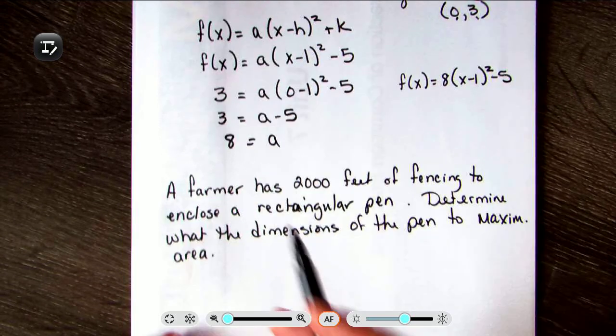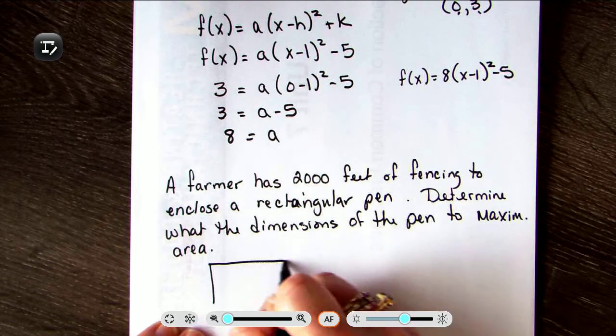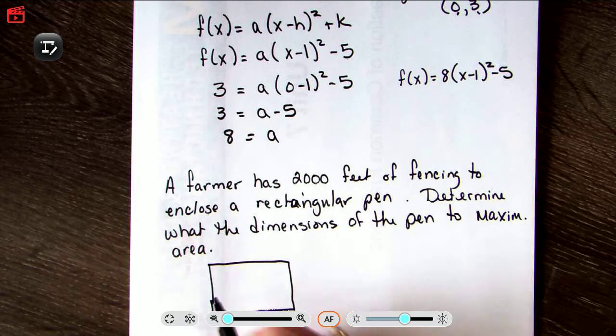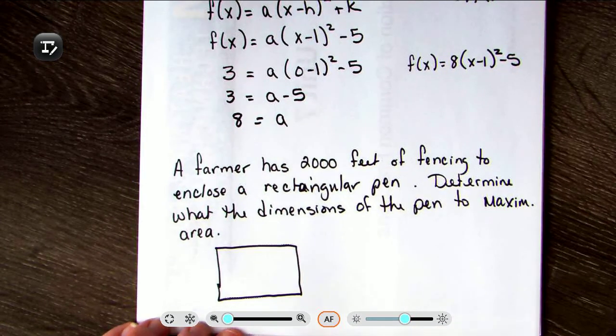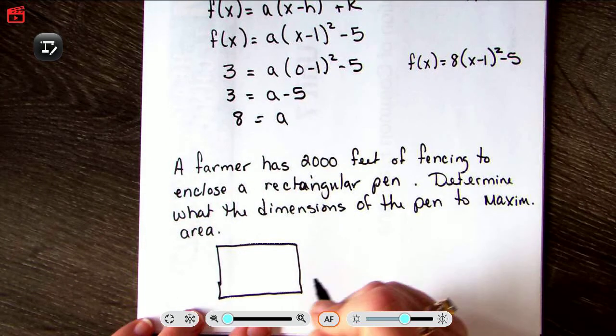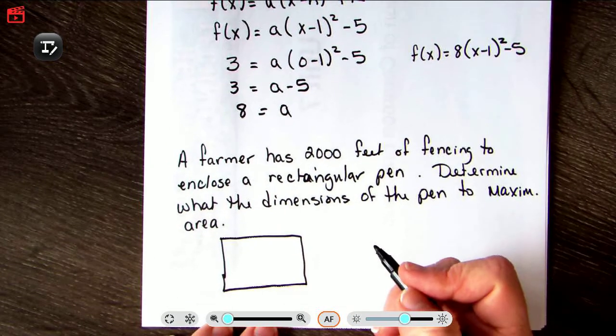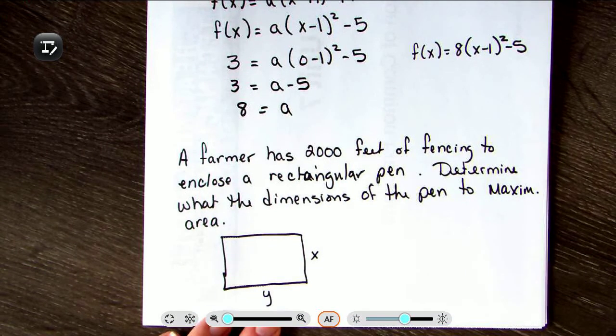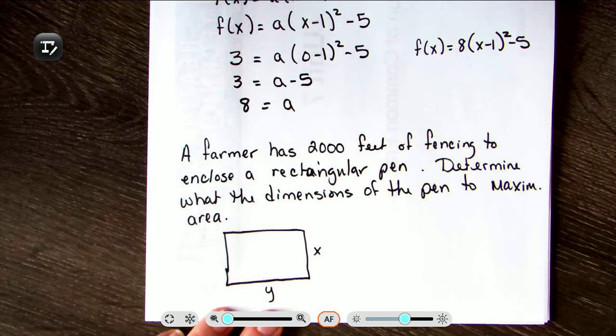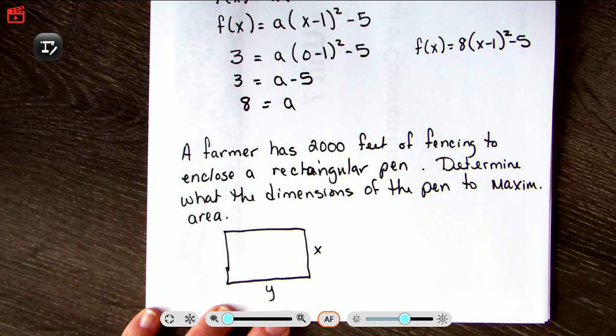So I'm going to draw a rectangle. There's my rectangle. And I'm going to label my dimensions because after all, I'm looking for dimensions. So we can call them X and Y. We can call them length and width. I'm going to use X and Y. I suppose I should have switched my X and Y's around because Y usually goes vertical, but it really doesn't matter. And I have 2,000 feet of fencing, and I want to talk about area.